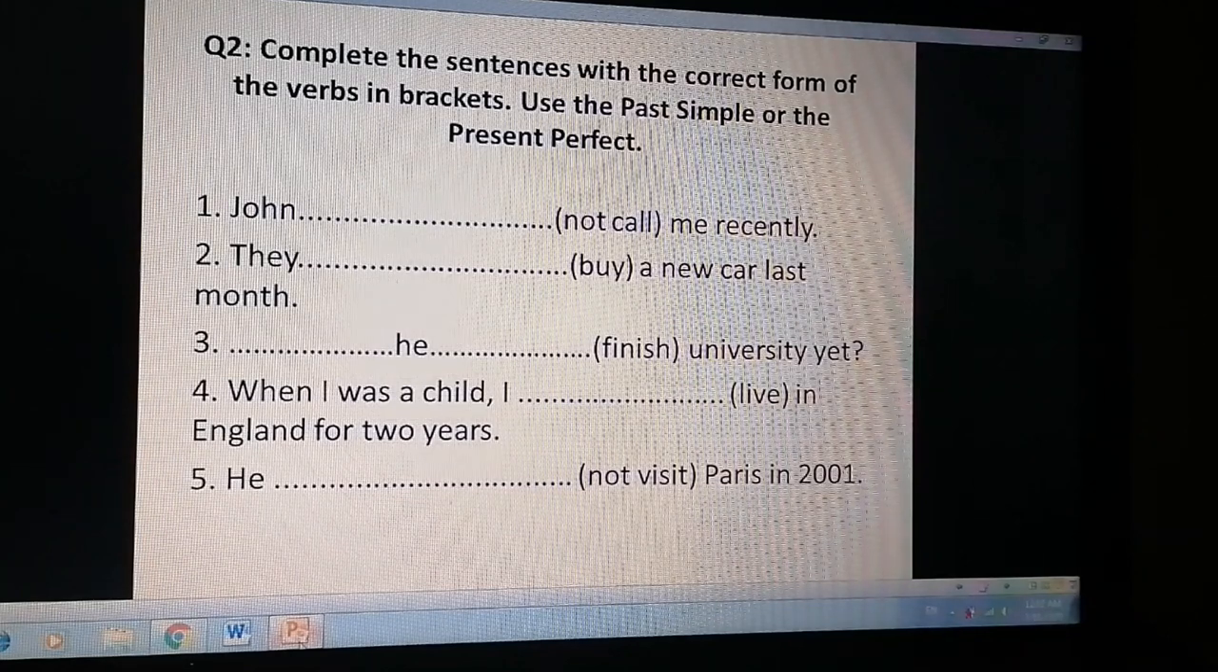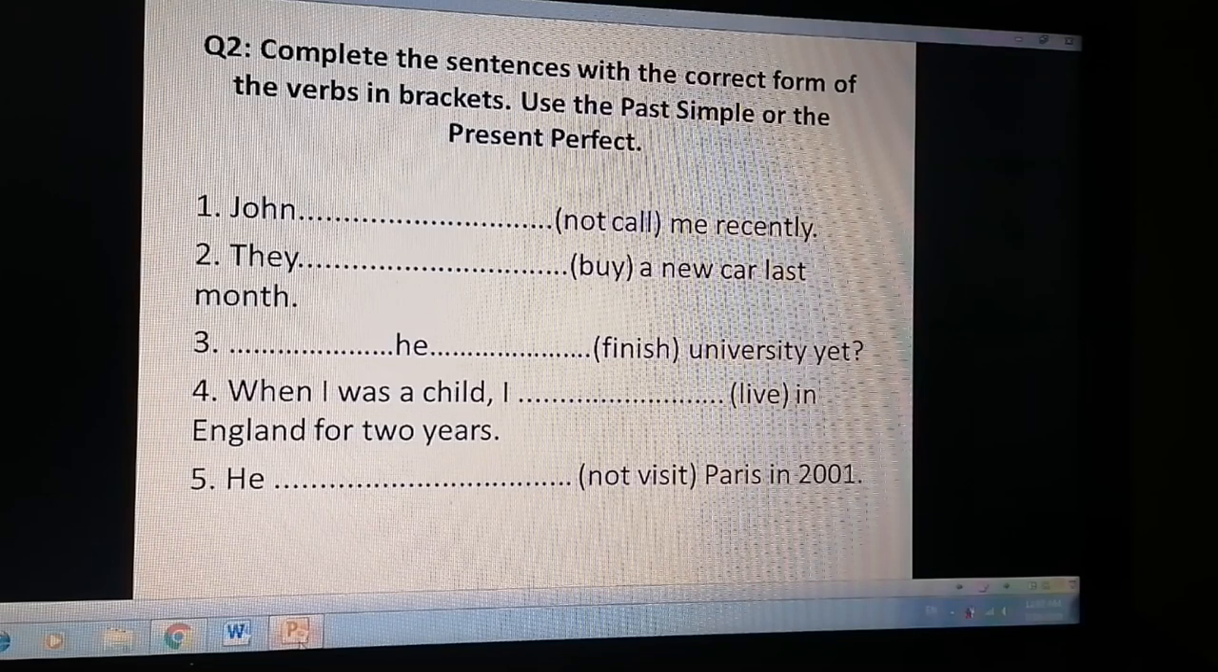3. He finished university yet. Yet is the keyword of present perfect. هي دلالة من دلالات present perfect. بنعرف in the structure of a sentence in interrogative form of present perfect, has or have, subject plus verb, past participle. He, singular, so we ask, has he finished university yet? Has he finished university yet? Yes, he has, or no, he hasn't.